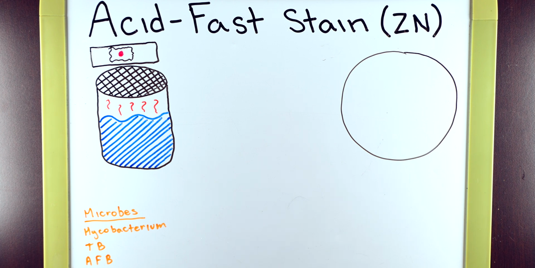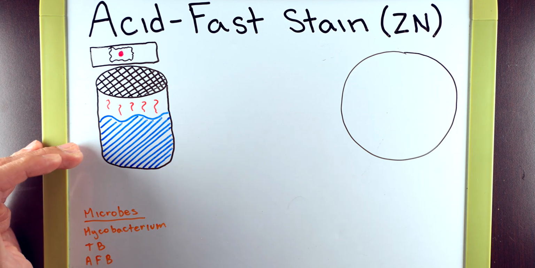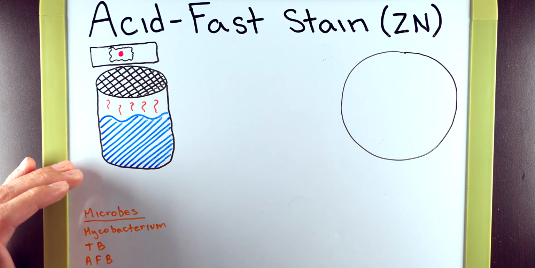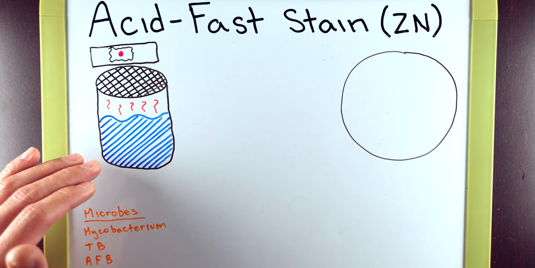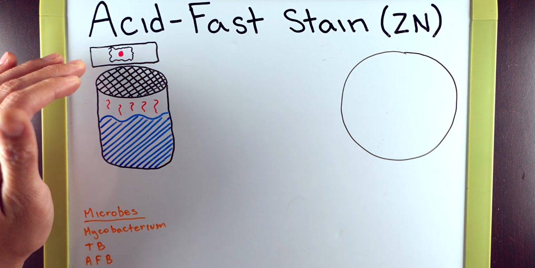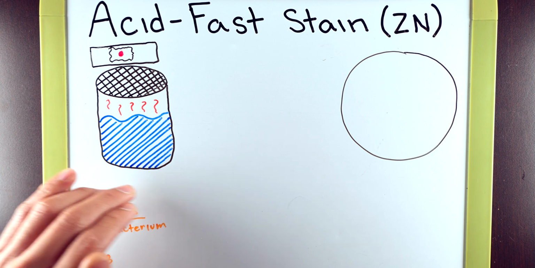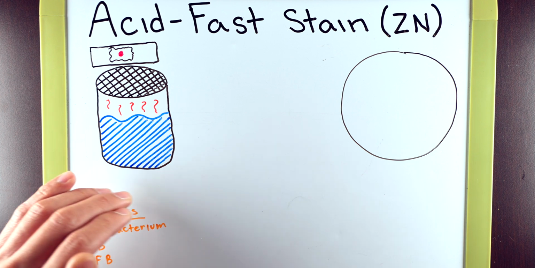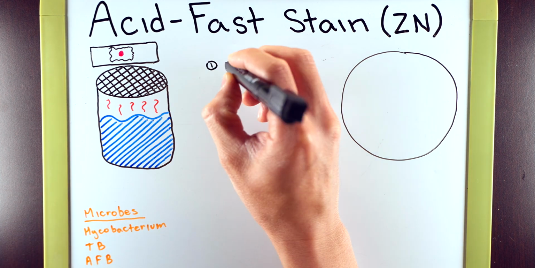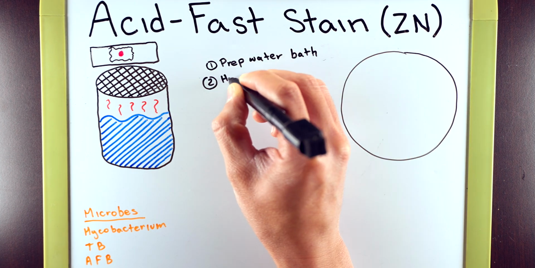So the first step that you want to do here is prepare your water bath. The way that this works is you will have a beaker of water with a screen on top, and then you will place your slide with the bacteria on top. You will have some sort of apparatus underneath here, usually heated by a Bunsen burner. As that's heating up, you will want to heat fix your bacteria.